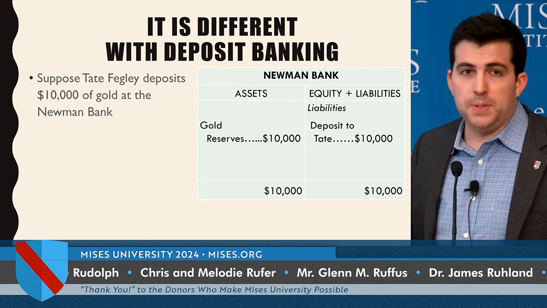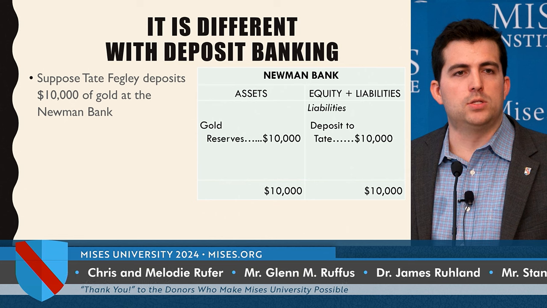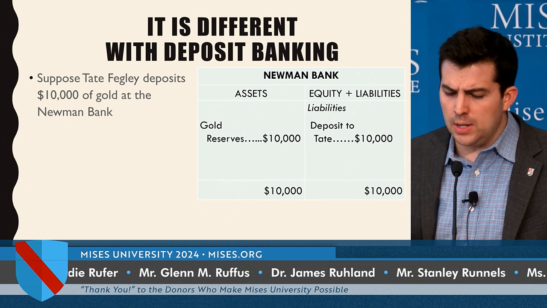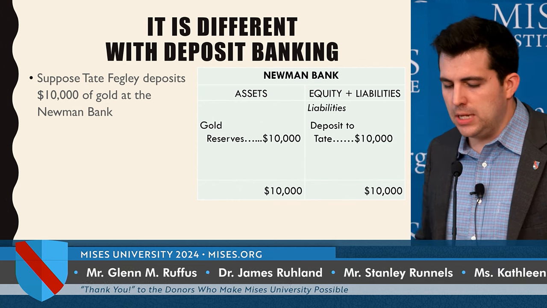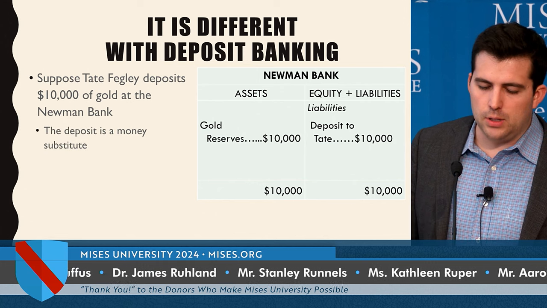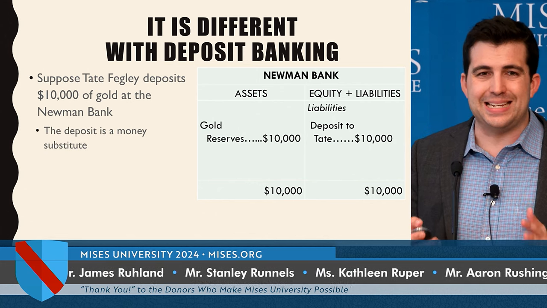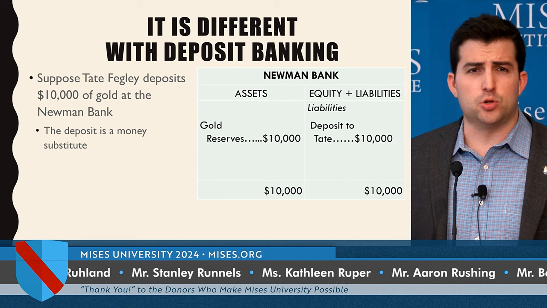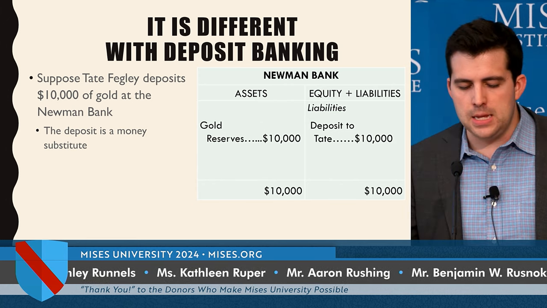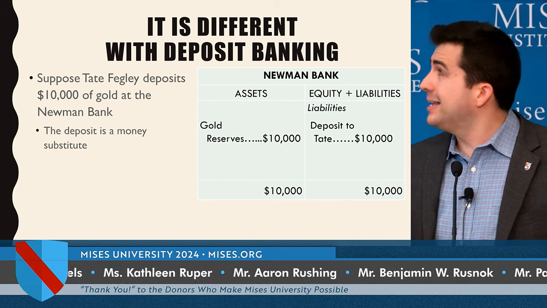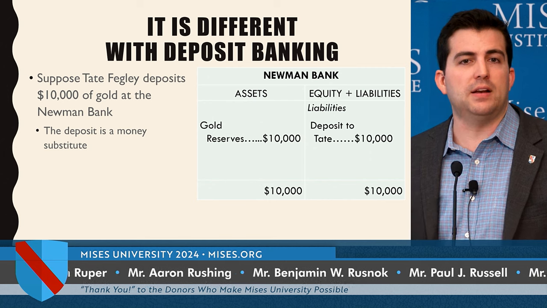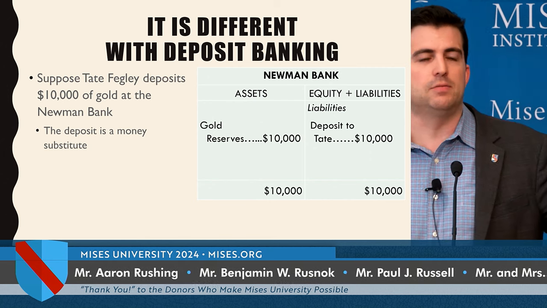He is going to do this because it is convenient. He wants to minimize the amount of gold he has in his house. So then what am I going to do? Well, as we'll see, the Newman Bank is going to do something with this money. But just to reinforce, the deposit is a money substitute. Unlike the certificate of deposit, a little confusing with banking terminology, with the deposit account Tate can spend that money, and he can also redeem it at any point in time. The certificate of deposit is only redeemable at the end of the year.